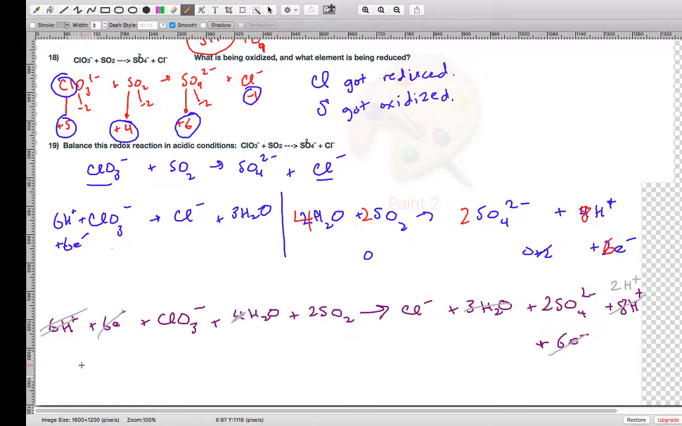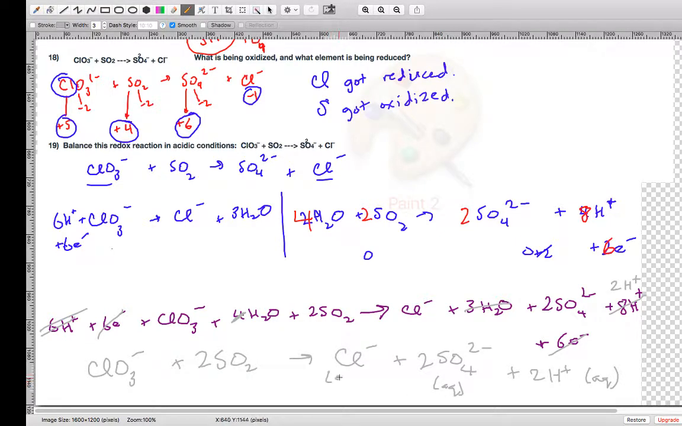And that's it. The balanced redox reaction is the chlorate ion, 2 sulfur dioxide gas molecules, making the chloride ion and 2 sulfate ions. This is done in acidic environment, so it's okay to have 2 H plus left over. To be strictly correct, you should put aq on everything that you see here, except for the sulfur dioxide gas.